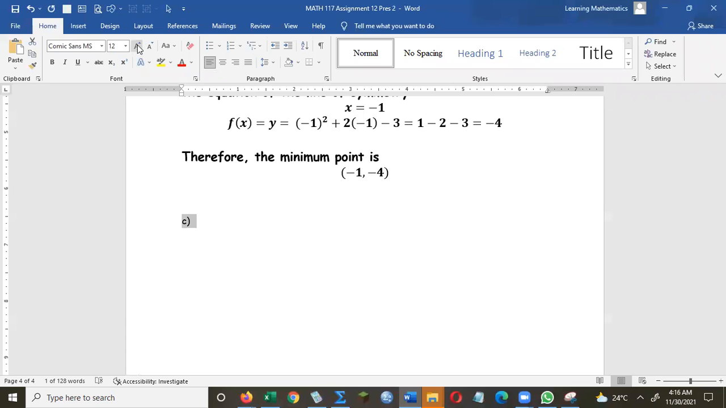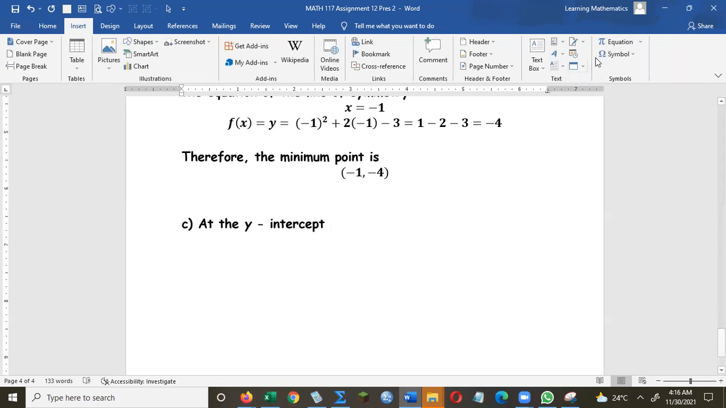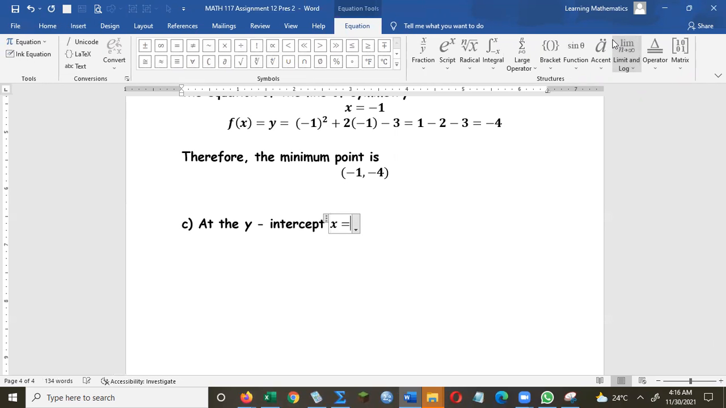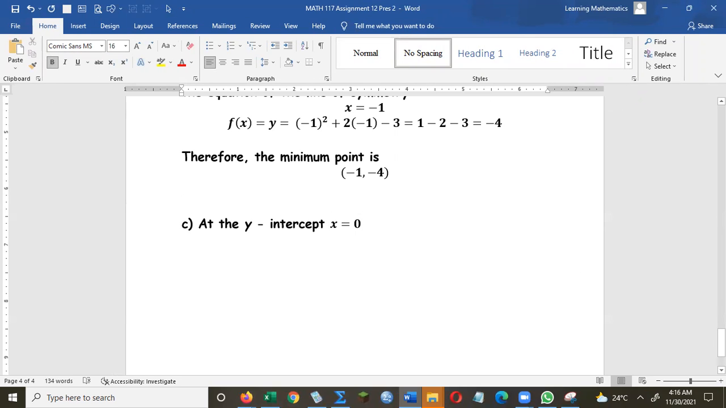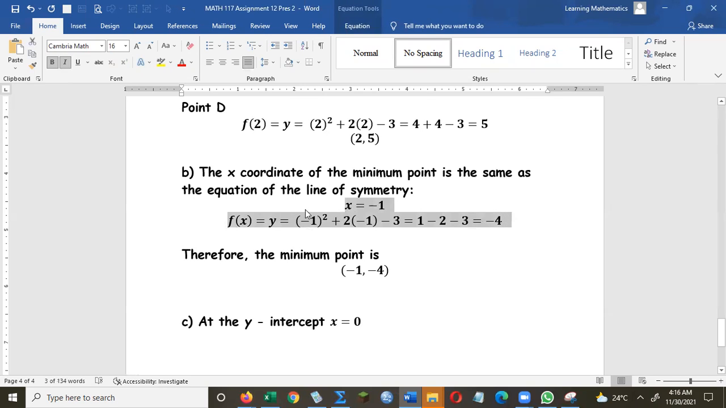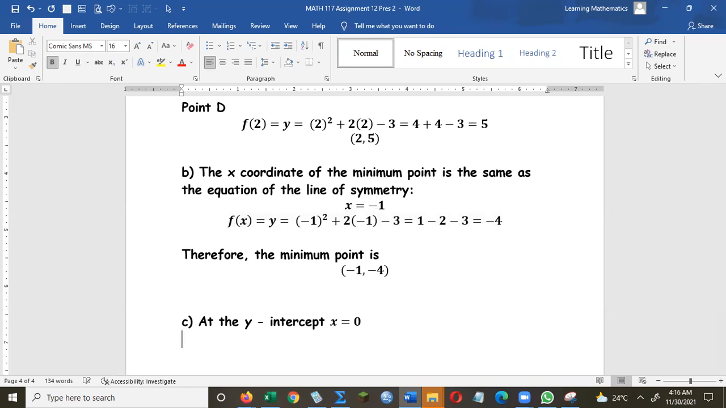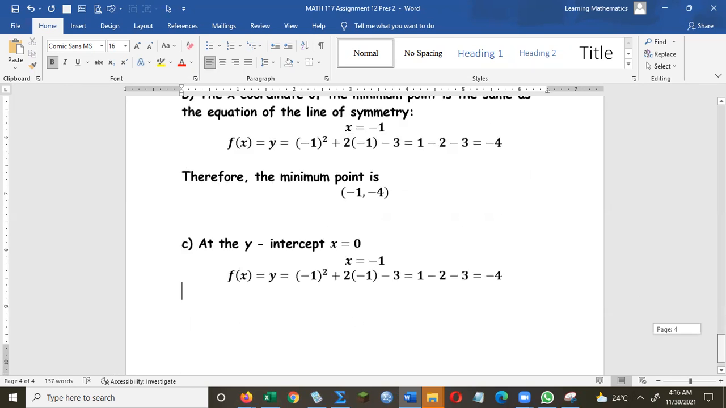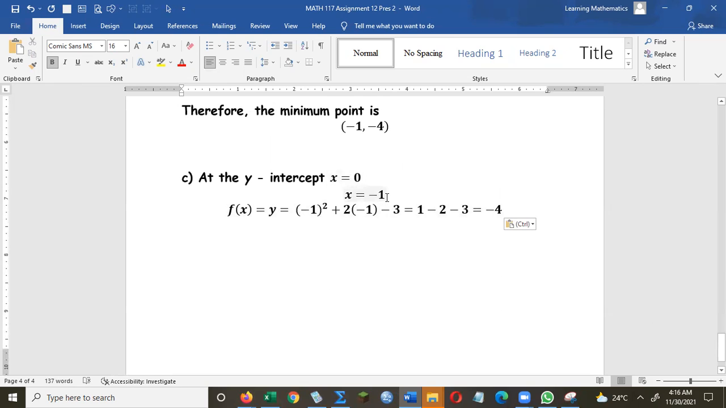Part C. At the y-intercept, always remember that at the y-intercept, x is equal to 0. So there are two ways of finding that. First, we can actually calculate it, or we can prove it on the graph itself. All right, so at the y-intercept, x is equal to 0.